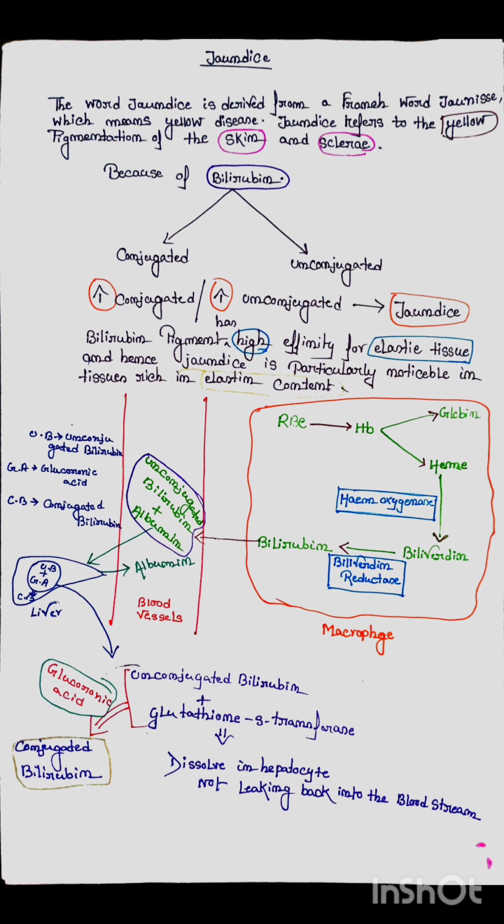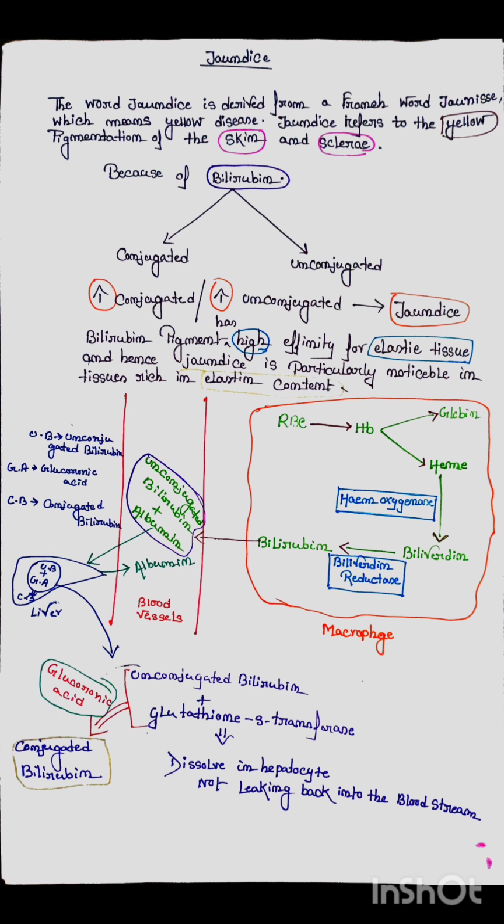And this yellow pigment has a high affinity for elastic tissues, and hence jaundice is particularly noticeable in tissue rich in elastin content. Skin is made up of elastic tissue, and the conjunctiva, that is the thin membrane of the sclera, contains elastic content. So in jaundice, the skin and sclera turn yellow first.